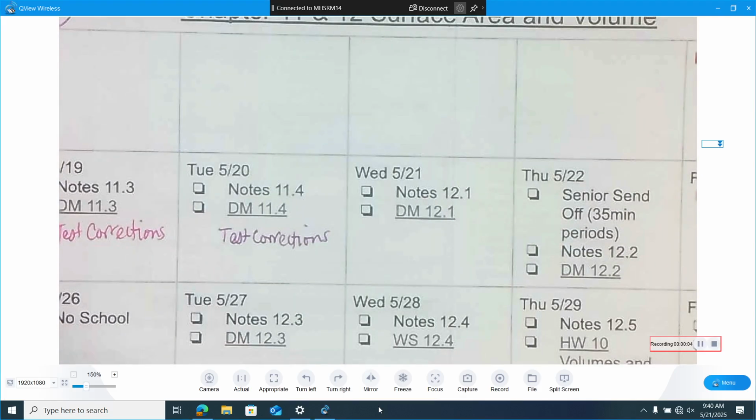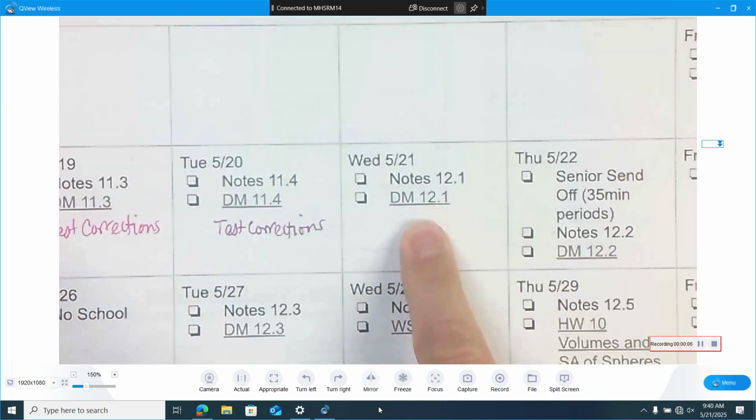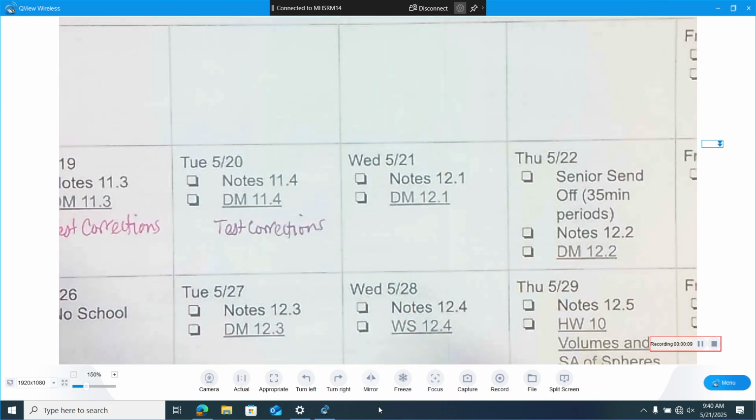All right. Today we are here on 12.1. We do have a Delta Math again coming at you.